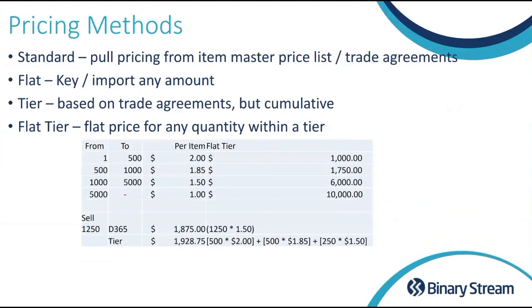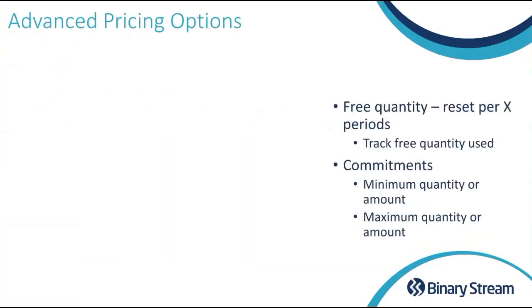Using the flat tier, of course, it's simply going to look at the first two tiers and say, no, it doesn't fit in there. It does fit in that flat tier of $6,000. So this is the way our pricing module works, the advanced pricing inside of D365 Finance and Operations.